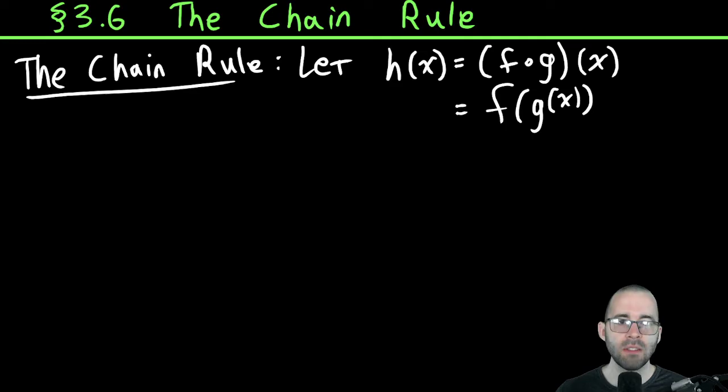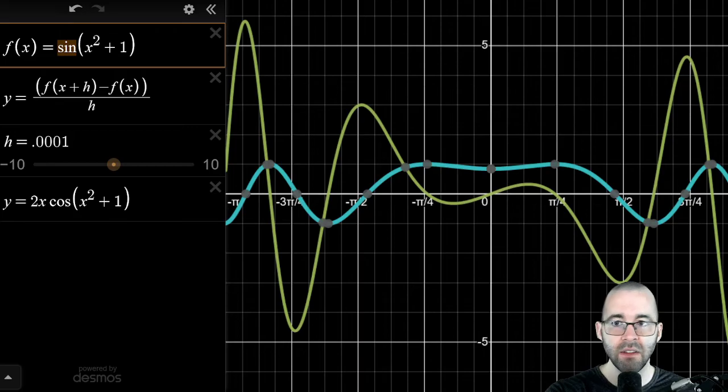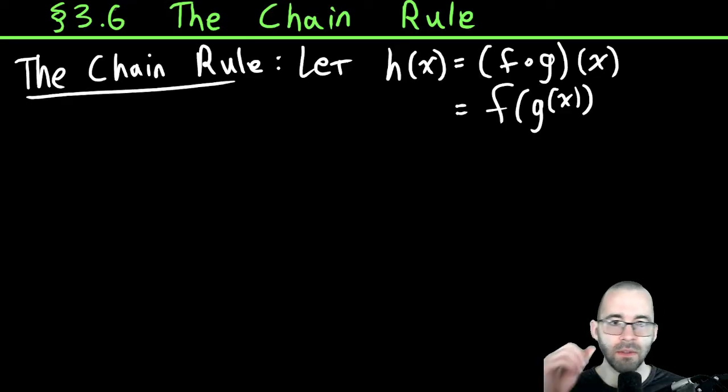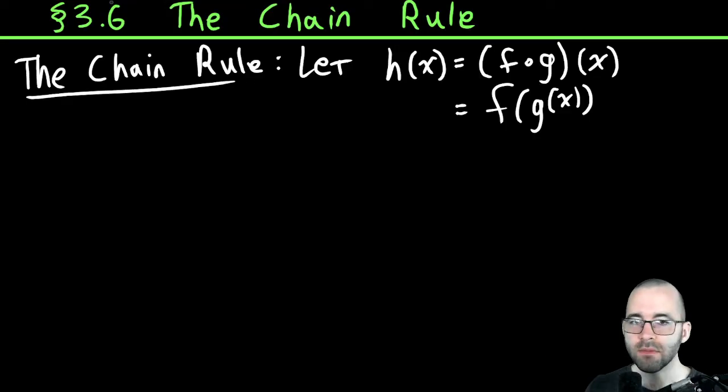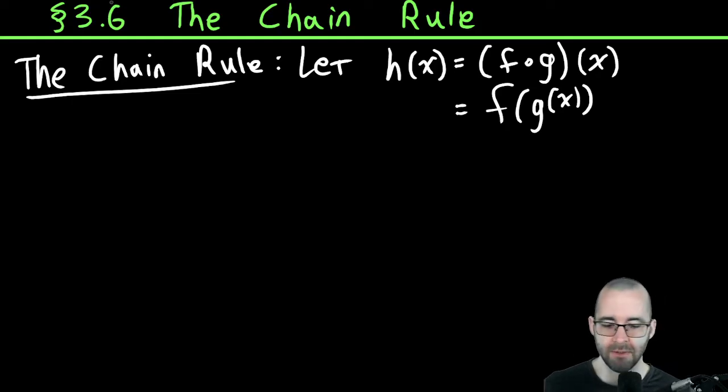And there's different ways of writing f of g of x. Remember your pre-calculus, this is just some function inside another function. In our example, f was the outside function, f was sine of x, and g is the inside function, g was x squared plus 1. And h is just f of g, g inside of f.